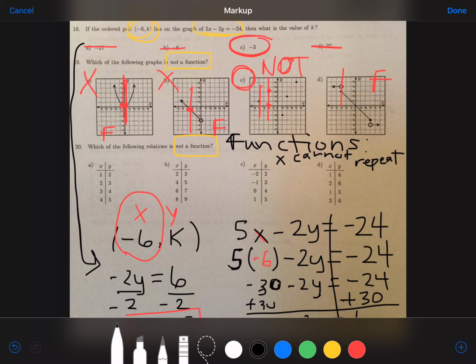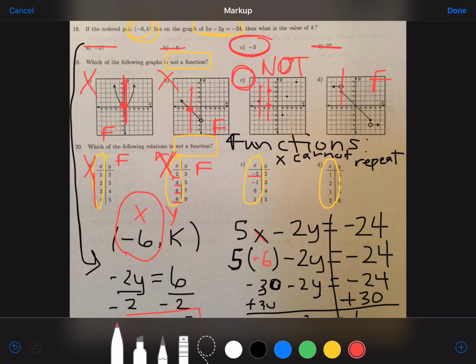So let's go through the tables. First thing I want you to do is go through and highlight the x columns for each one of these. So you know that we're only focusing on the x values. And after you highlight all of those, now we're going to look through and see, do any of these x values here repeat? None of those x values repeat, so A is a function. We're going to cross A out. Same thing on B. If you look at all of those x values, none of them repeat, so that is a function. You're going to cross it out.